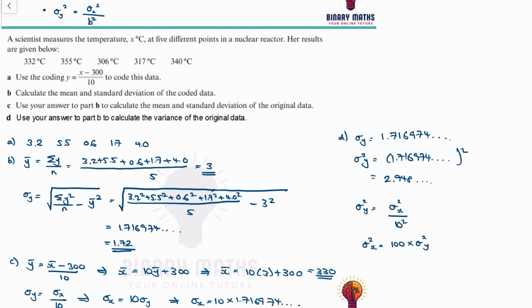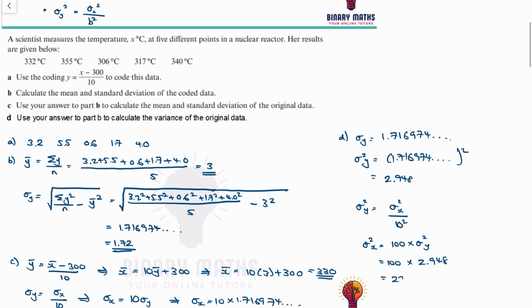So the variance of the coded data, which is 100 times 2.948, blah, blah, blah, which is equal to, actually it's 2.948 exactly. So 100 times that gives me 294.8. So that would be my answer.